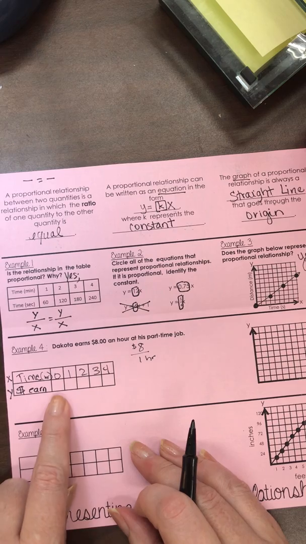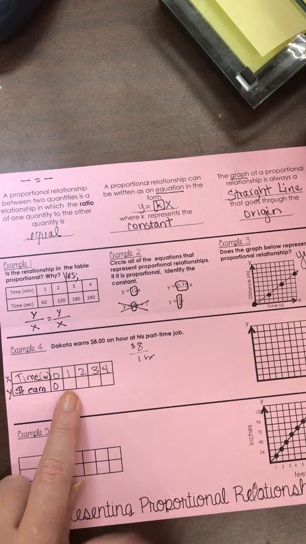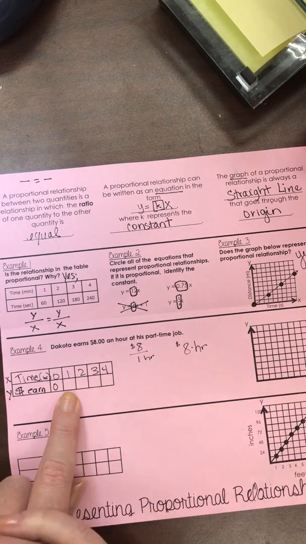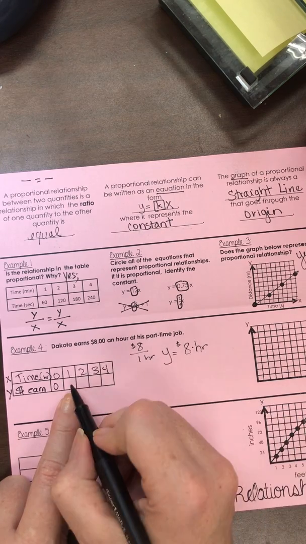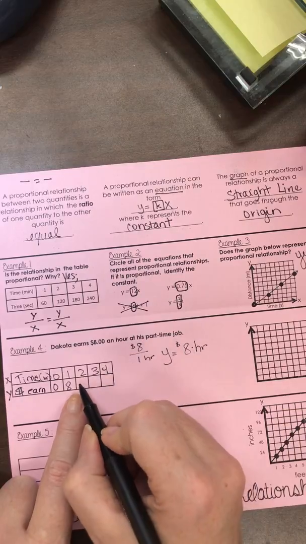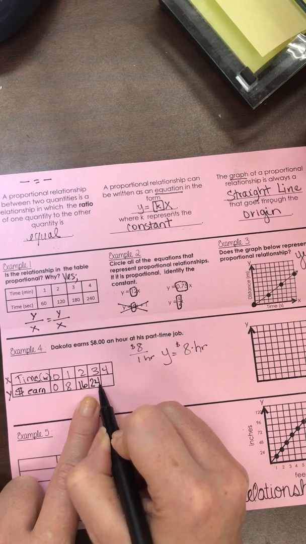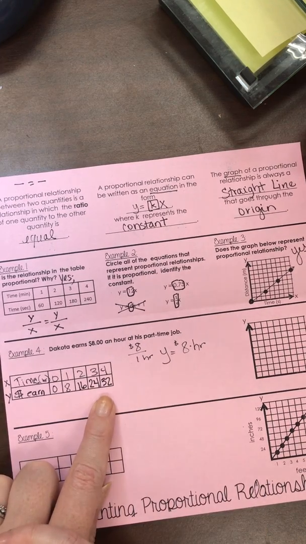So in 0 hours, how much do you think he earns? Right, $0. But if we are going to earn $8 times each hour he's working, that will give us our Y. So what's 1 hour times 8? 8. What's 2 hours times 8? 16. 3 times 8? 24. And 4 times 8 is 32.